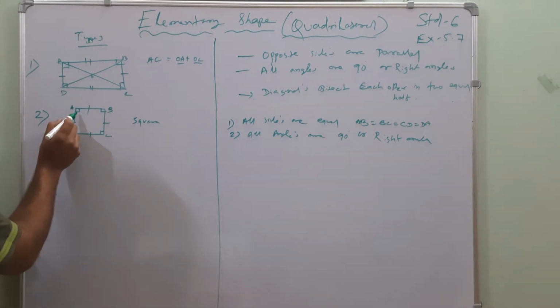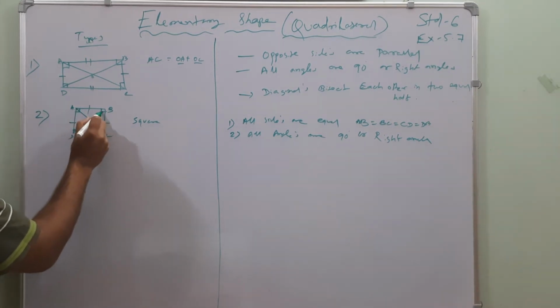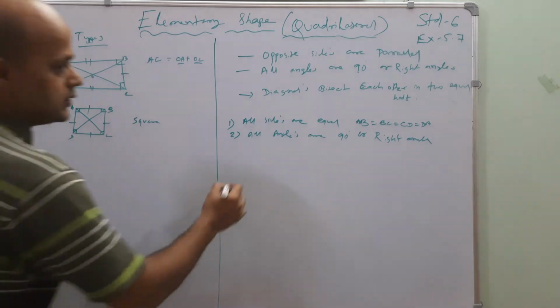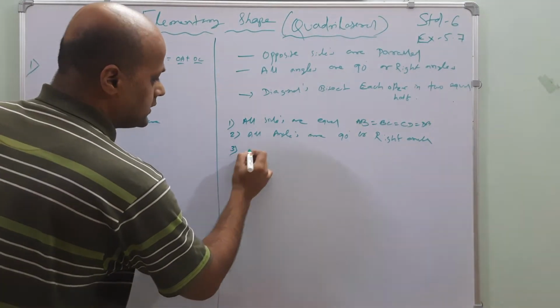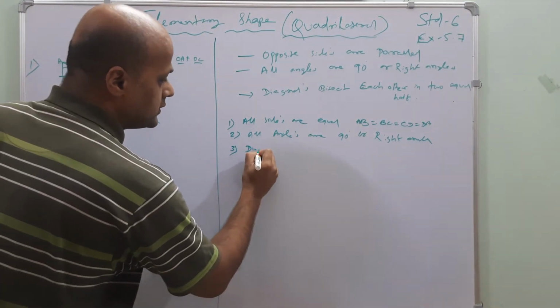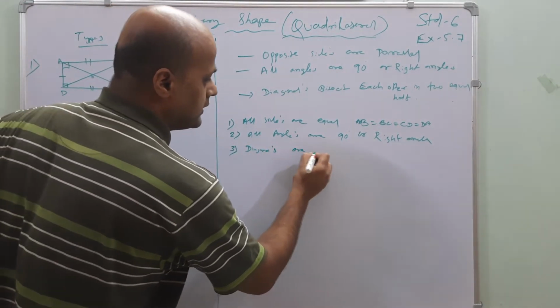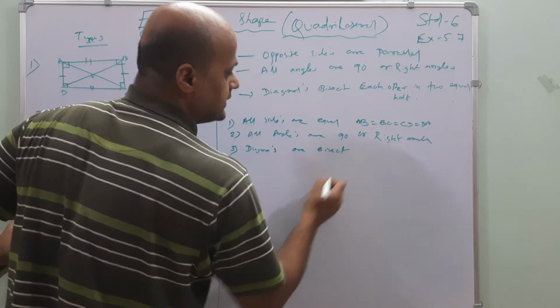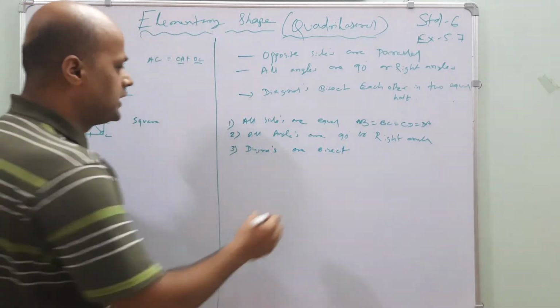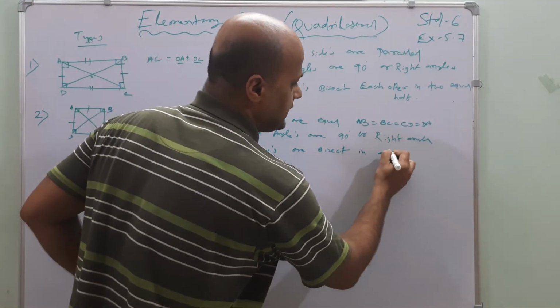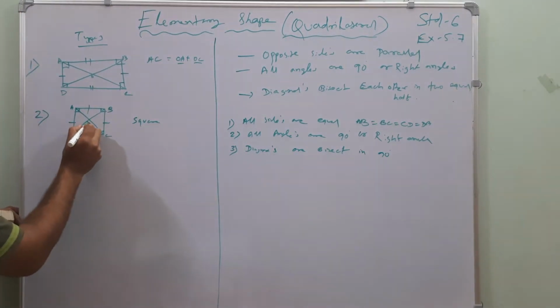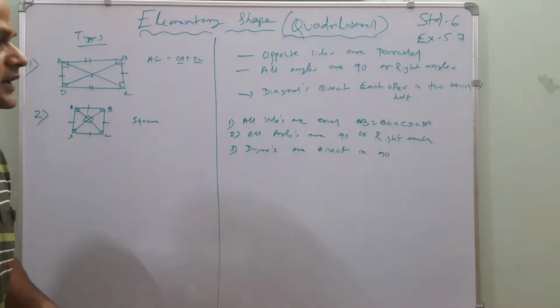The third one is about the diagonals. Okay? About the diagonals, what? Diagonals of a square bisect each other, means they cross each other at 90 degrees, in the center. Here it is forming 90 degrees. Understood, my dear friends?